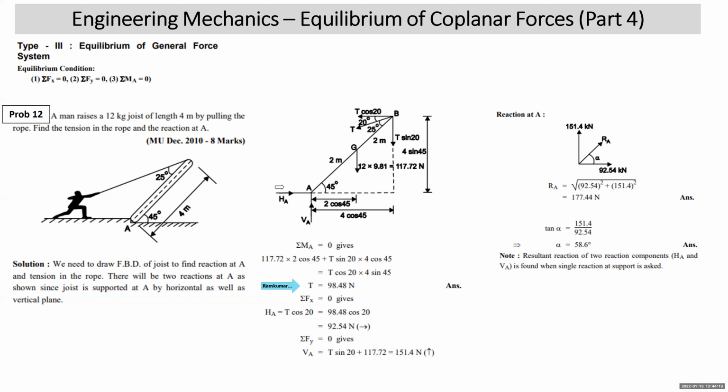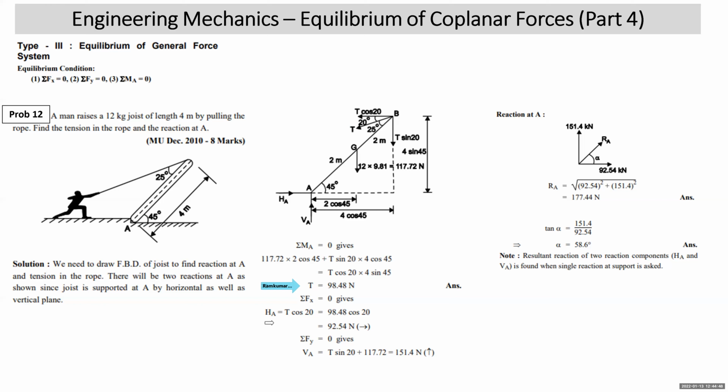Then we write sigma Fx equal to 0: HA is equal to T cos 20. You get HA. Sigma Fy is equal to 0: upward forces are equal to downward forces. Upward, VA is equal to 117.72 plus T sin 20. Substitute the value of T into that, you get VA. Understand that HA and VA are not the reactions exerted by a hinge; they are the reactions exerted by the smooth planes. So there is no question of HA and VA coming out negative. HA and VA have to be normal to the plane and towards the body.